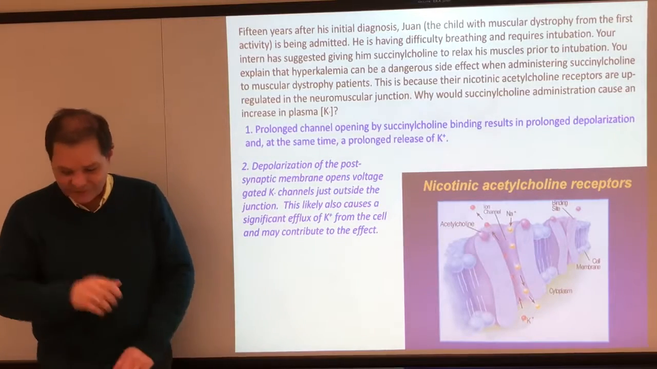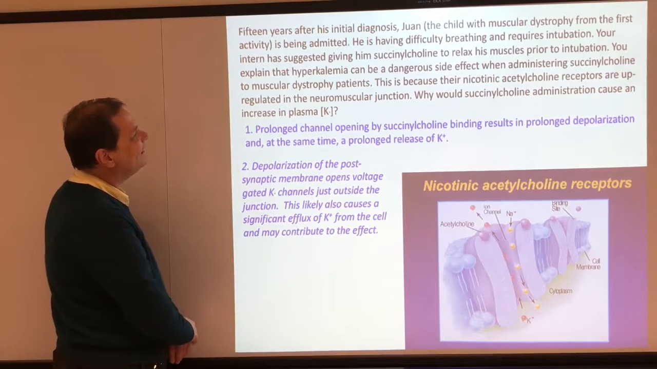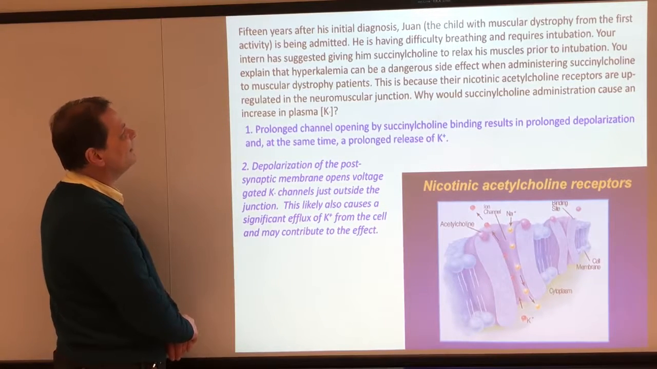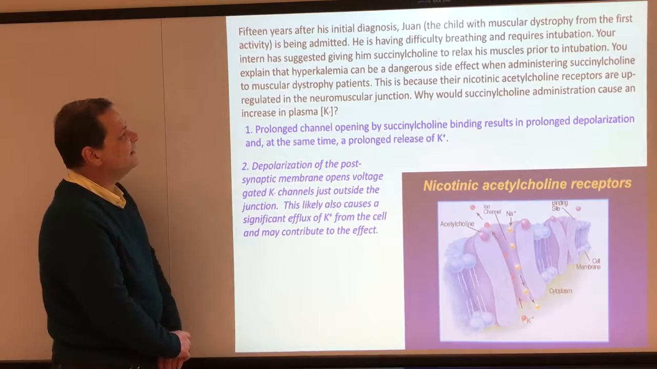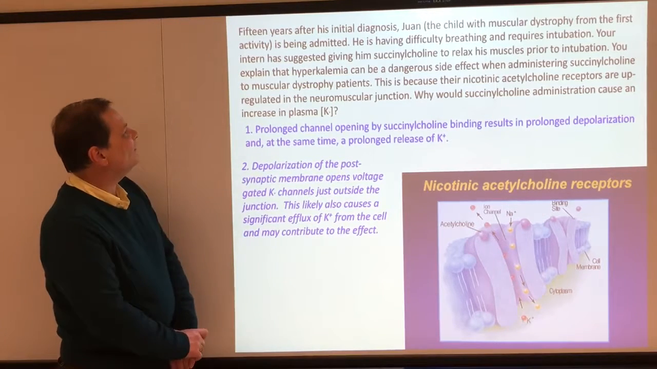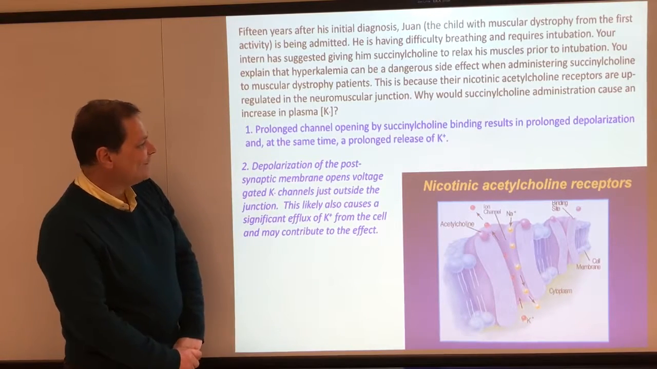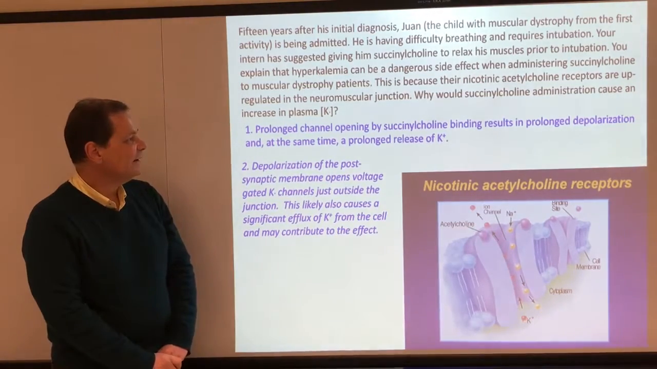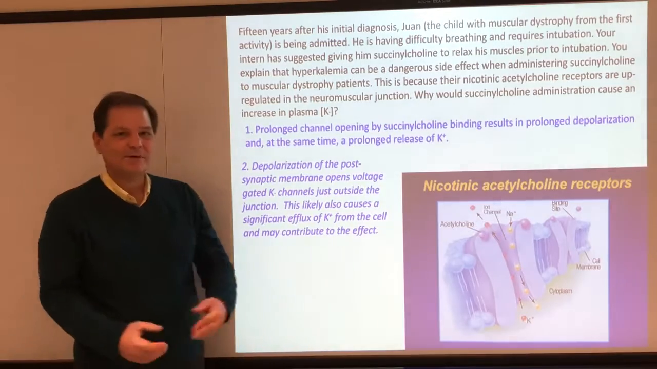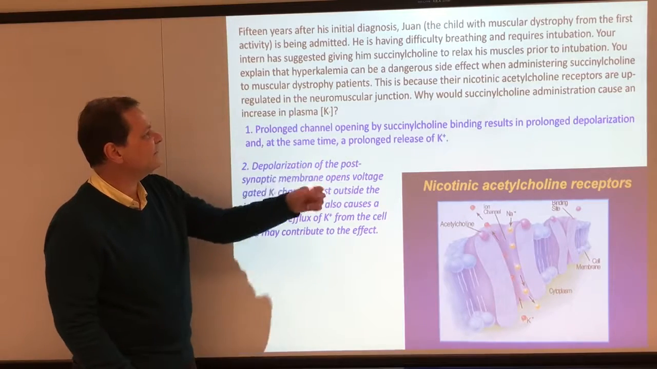So 15 years after the initial diagnosis, Juan is admitted, and he requires intubation, and you give him succinylcholine prior to intubation, and this is not a good idea. The intern suggests it, and you say, no, don't do that. Because what happens is succinylcholine causes hyperkalemia. And so the question is, explain why you get the hyperkalemia and why it's very dangerous in a muscular dystrophy patient.